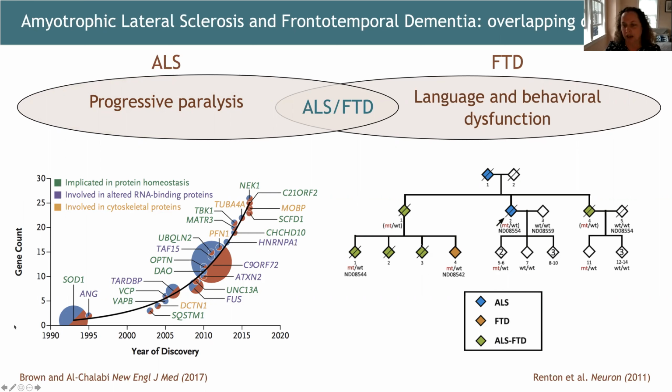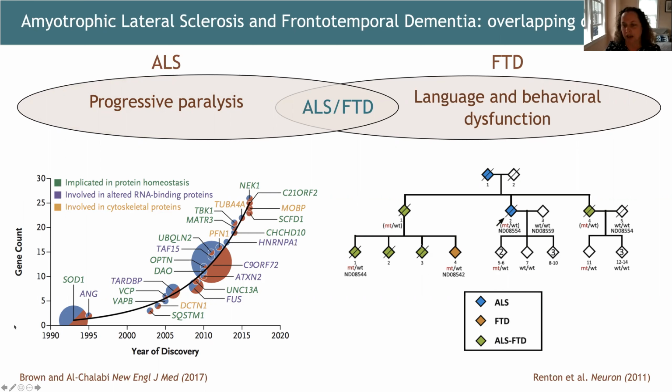TDP43 is normally mostly nuclear, and you can see in affected neurons, it's mislocalized to the cytoplasm where it does aggregate. That was a major discovery because, as you can see, almost all ALS patients, including sporadic cases, have TDP43 mislocalization, and actually a large proportion of patients with FTD also have TDP43 pathology.